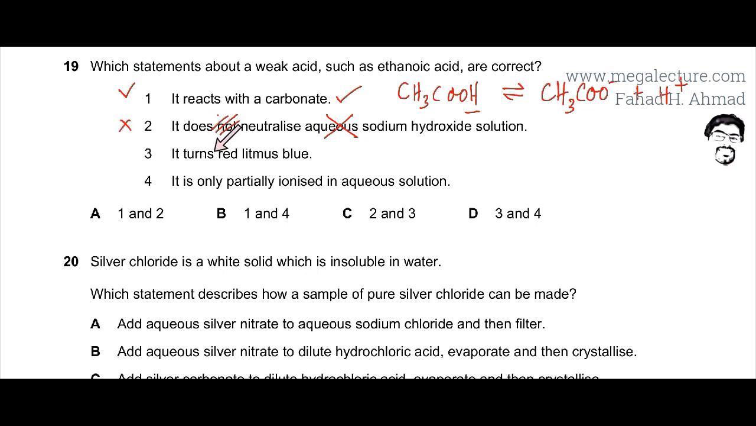Let's move to the third statement. It turns red litmus paper blue. Since it's an acid, acids do not turn litmus paper blue. They change it to red. Blue litmus paper changes to red in acidic conditions.